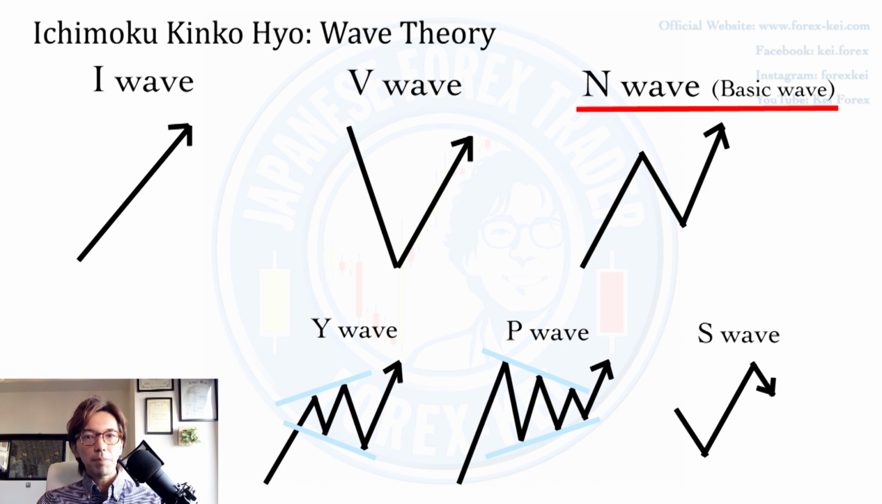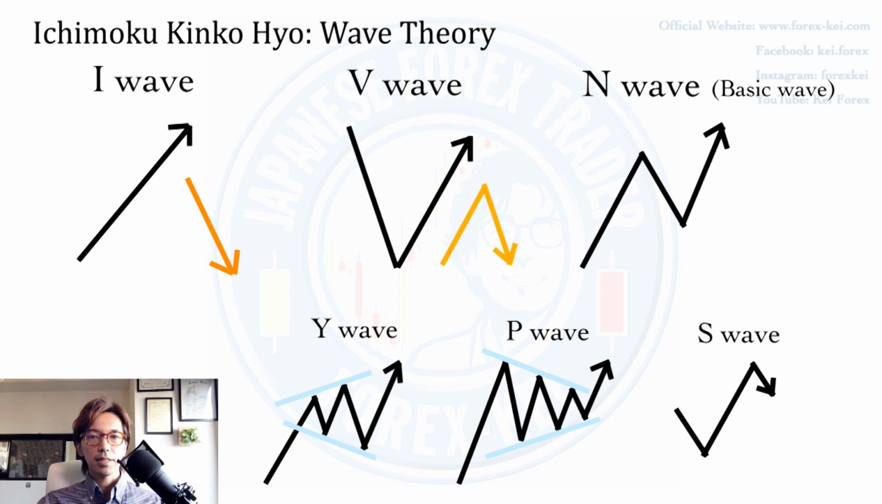These are the examples of a bull trend. When it's bearish, it's going to be the opposite. I wave will be like this, V wave will be like this, and N wave will be like this. And these are the typical three major wave formations in Ichimoku Kinko Hyo.